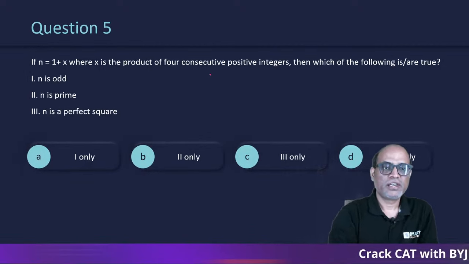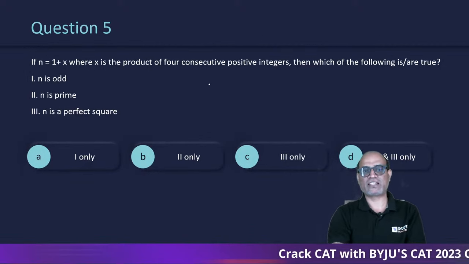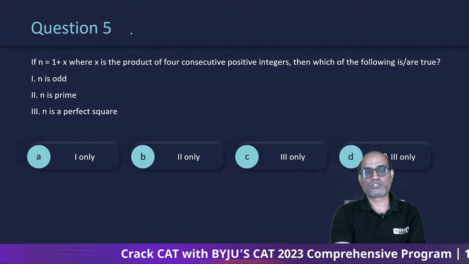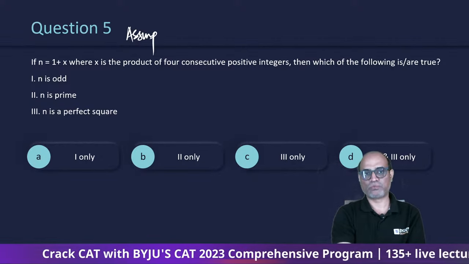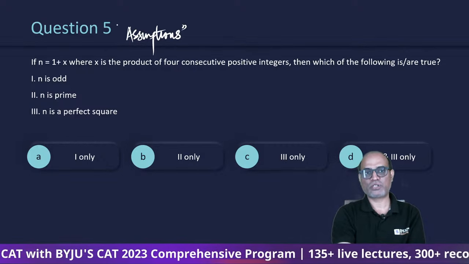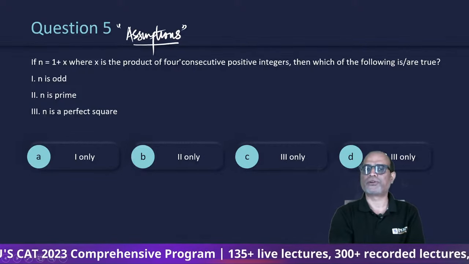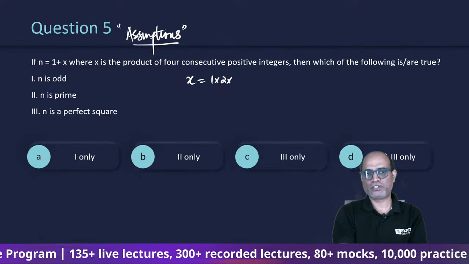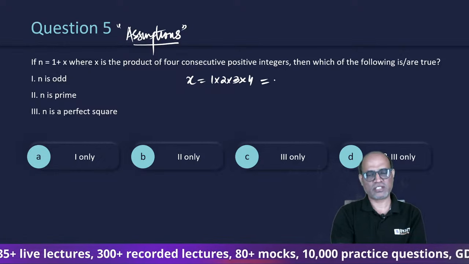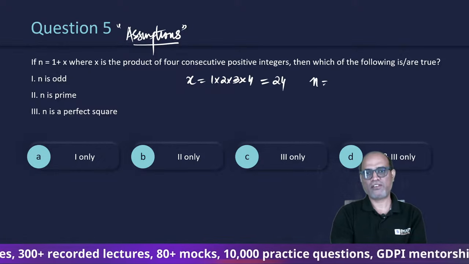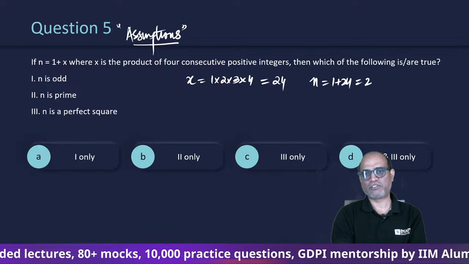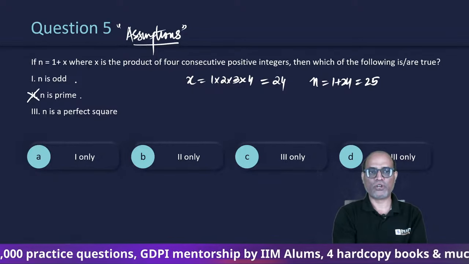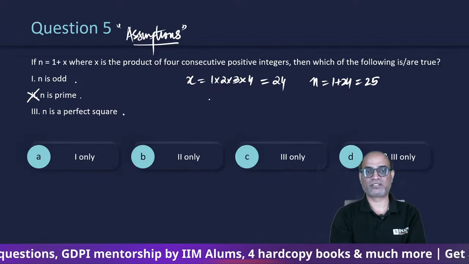Okay, first, if n is equal to 1 plus x, where x is the product of 4 consecutive positive integers, then which of the following is true? So what I will do is I will assume, assumption लगाऊंगा. As in मैं values put कर रहा हूँ. X is the product of 4 consecutive integers. So let's say x is 1 into 2 into 3 into 4, which will result in 24. So n will be 1 plus 24, which will give you 25. N is odd, it is. N is prime, no. N is a perfect square, it is.